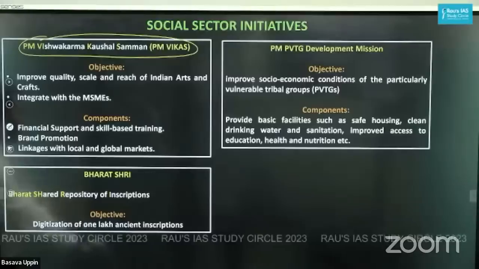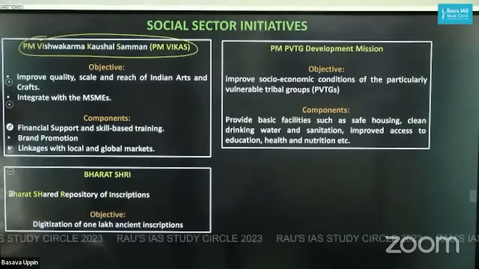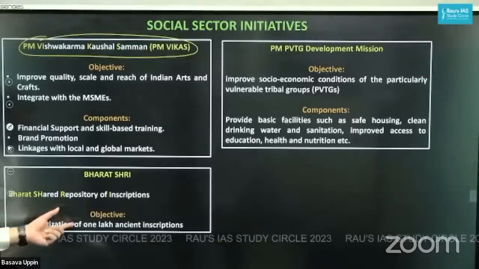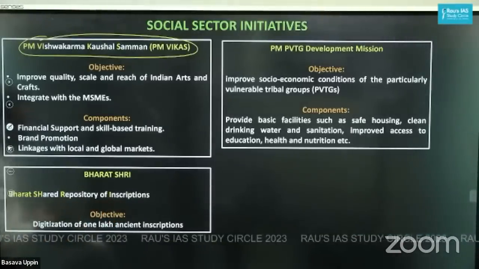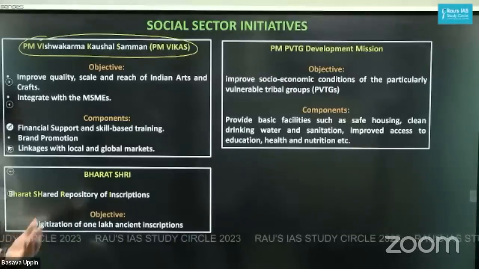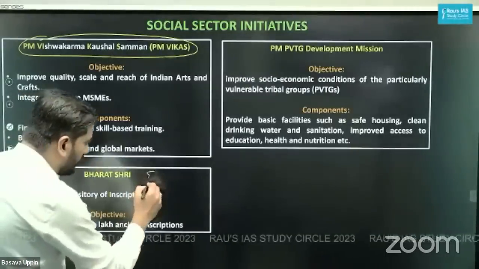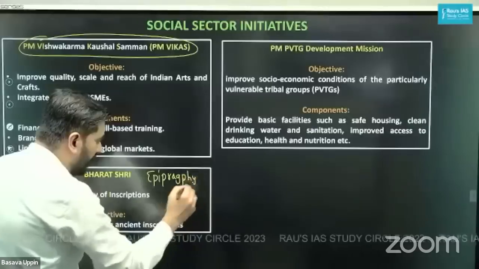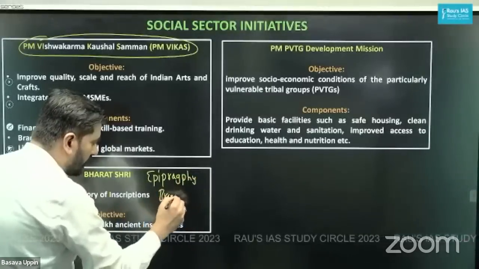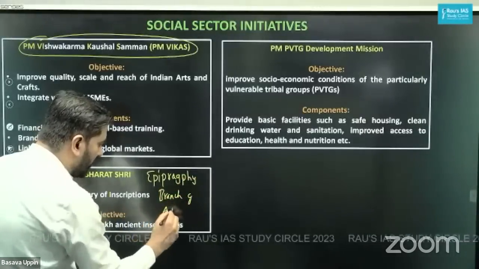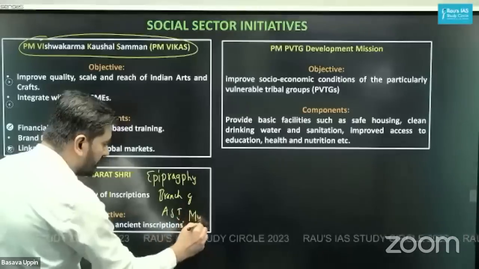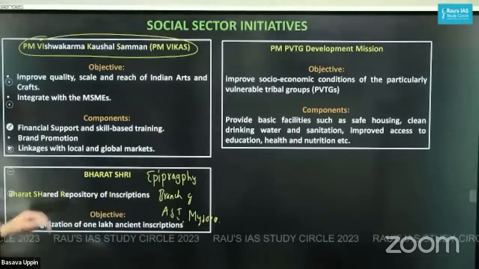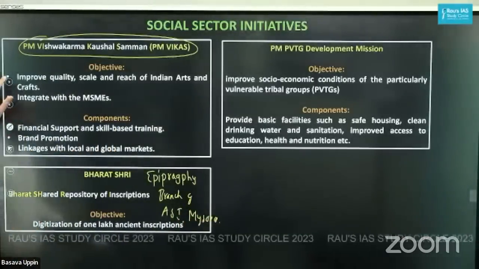Next is Bharat Shri. Bharat Shri is a new scheme under which we are going to carry out digitization of 1 lakh ancient inscriptions. This particular mission is going to be implemented by the epigraphy branch of Archaeological Survey of India, which is located at Mysore. So this is the implementation agency for the Bharat Shri project.